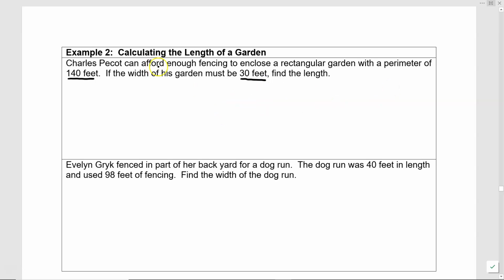Okay, so what variables are these numbers associated with? Well, we have the perimeter of 140 feet and we have the width of 30 feet. And lastly, we want to know, what are we trying to solve for? And at the end it says find the length. So the length L is what we're looking for, and we're given the perimeter and width.